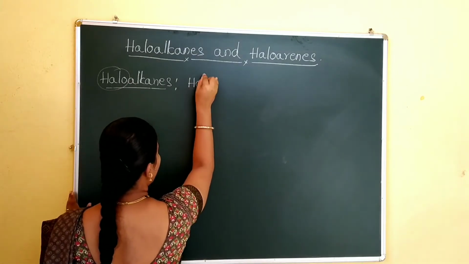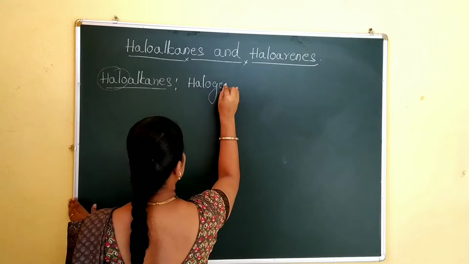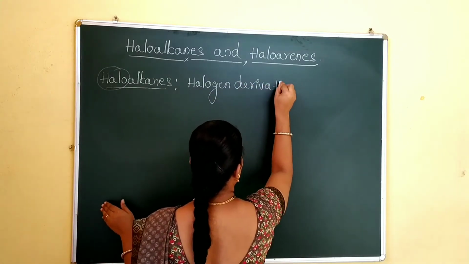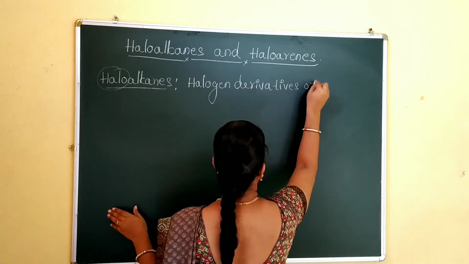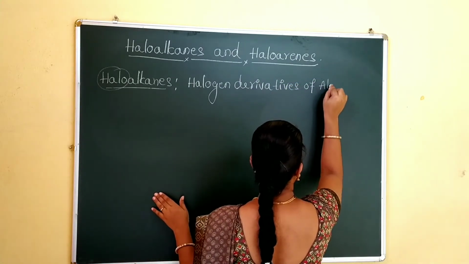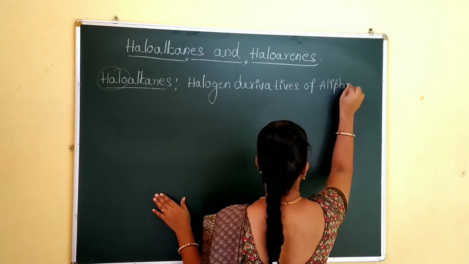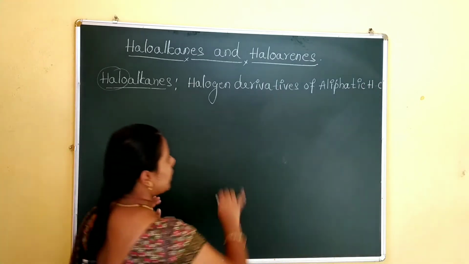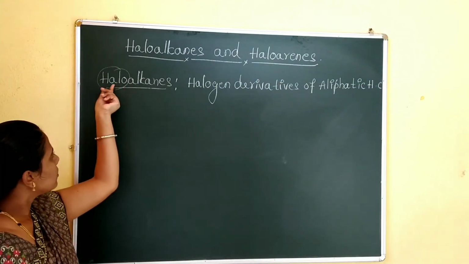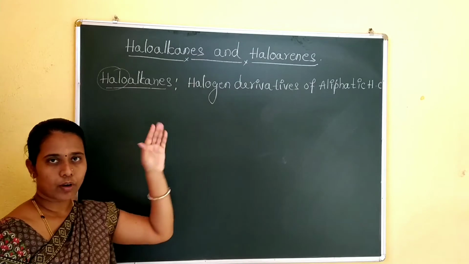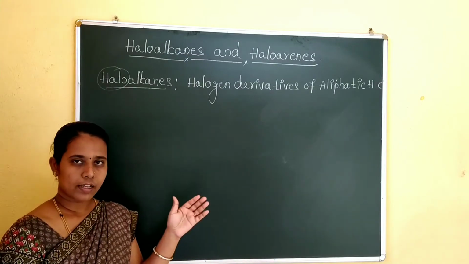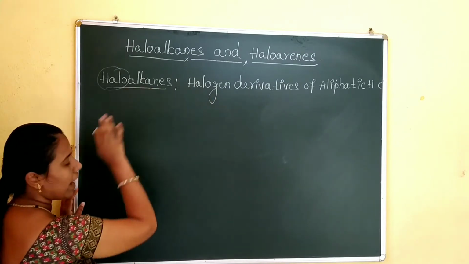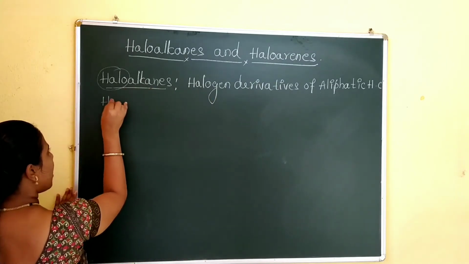Halogen derivatives of aliphatic hydrocarbons are called haloalkanes. Aliphatic hydrocarbons, in the sense, contain a carbon chain. And the next thing is haloarenes.